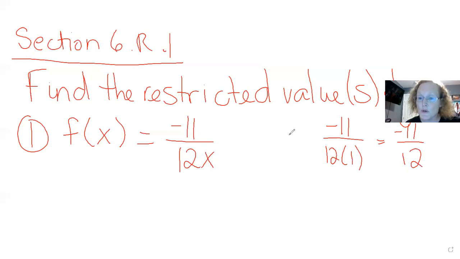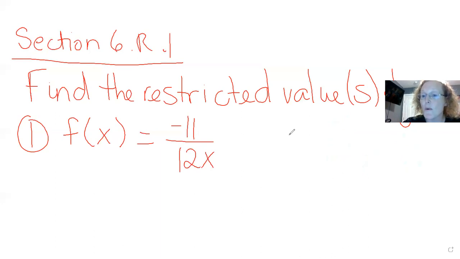And I could plug in 2 and I would get another answer, negative 11 over 24. And I could plug in 3 and I could plug in all these kinds of numbers. But what they want to know is, what can you not plug in? Basically, what can you try to plug in that's going to cause this to go haywire? And the way that you're always going to do that is you're going to say the denominator, which in this case is 12x, cannot equal 0.